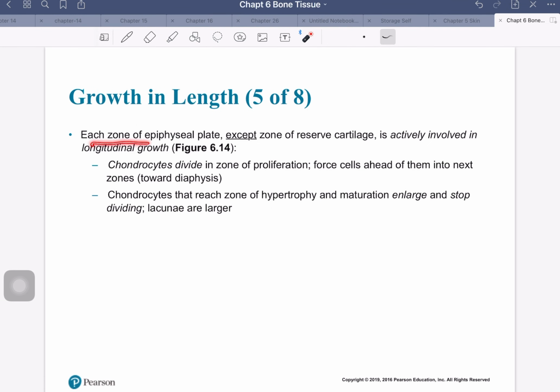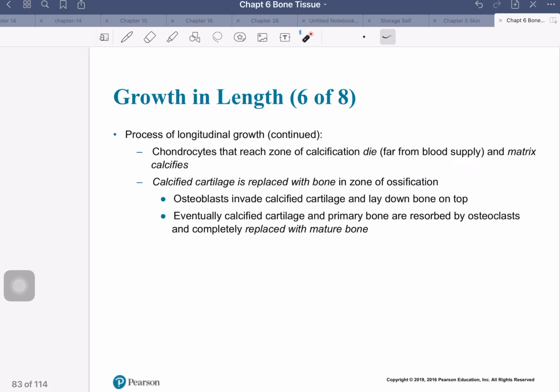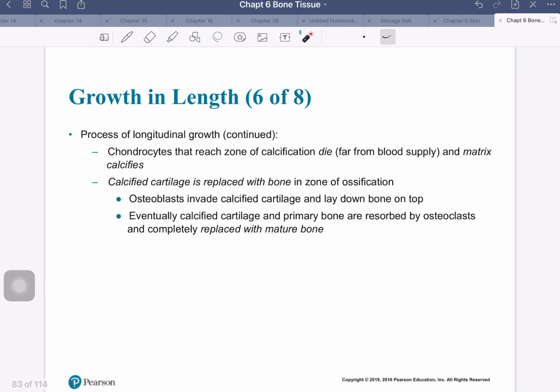So, as I said, each zone of the epiphyseal plate, except for the reserved cartilage, is actively involved in longitudinal growth. The chondrocytes in the zone of proliferation, they divide, they force the cells ahead of them into the next zone, up in sort of the diaphysis area. The chondrocytes reach the zone of hypertrophy, they enlarge, they stop dividing, the lacunae are larger. The chondrocytes reach the zone of calcification. We start to have the chondrocytes die off. They're very far from the blood supply, and the matrix calcified.